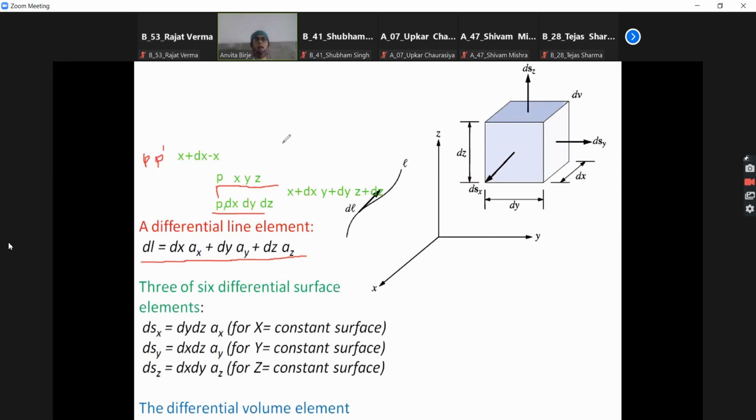As you can see here, there will be 6 differential surfaces. 2 will be z is equal to constant, 2 will be y is equal to constant, 2 will be x is equal to constant. Okay, so how to write the area of these differential surfaces, I will explain that to you.